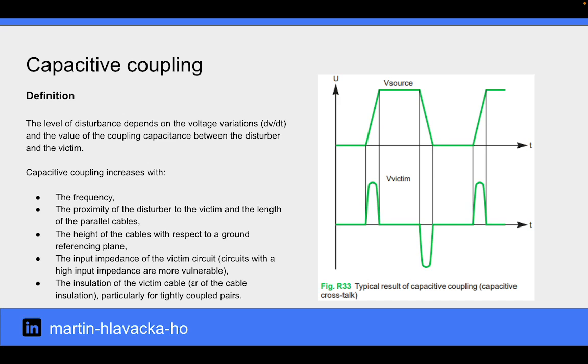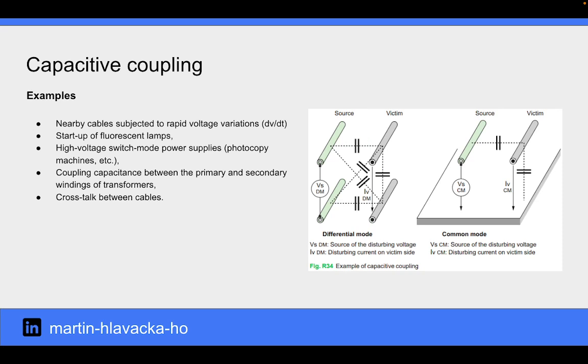Figure R33 shows the results of capacitive coupling between two cables. Capacitive coupling occurs in nearby cables subjected to rapid voltage variations, startup of fluorescent lamps, high voltage switch mode power supplies, or coupling capacitance between the primary and secondary windings of transformers, crosstalk between cables.